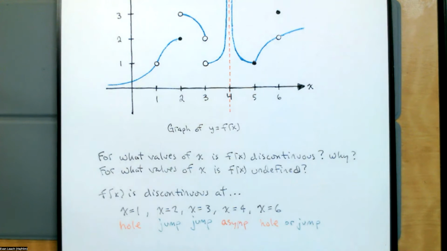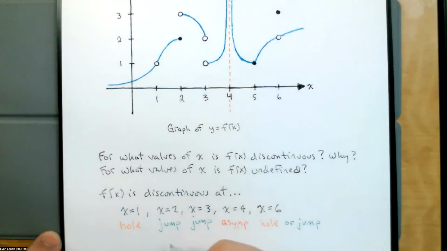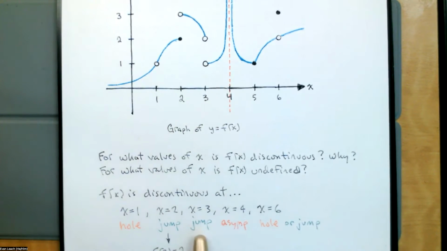So here are all the places where the function is discontinuous. Is the function undefined at all of these points? No. Is the function undefined at 1? Yeah, there's no value there. But what's the value of f at 2? f of 2 is equal to 2. So there's a filled-in spot here at 2. What about 3?